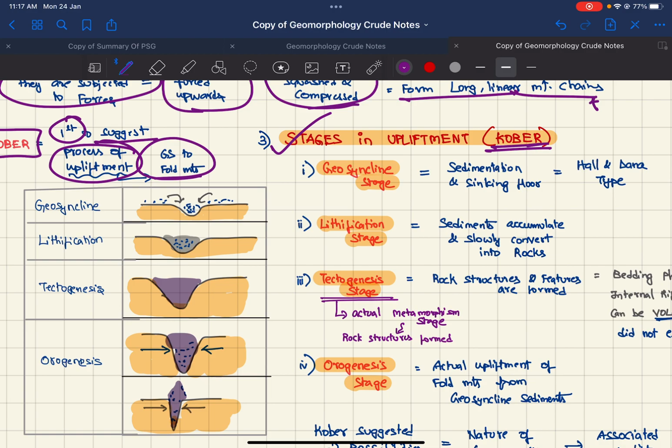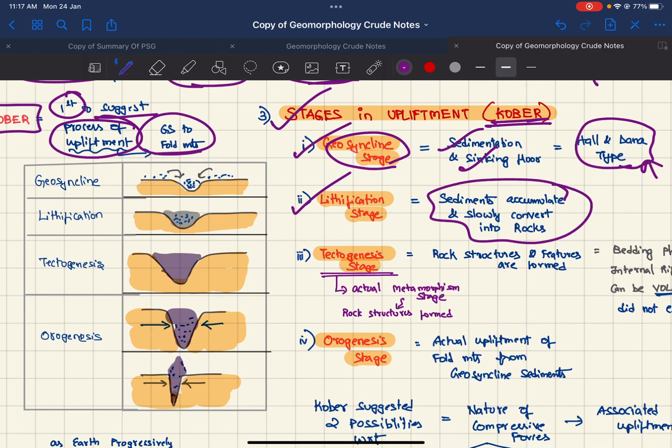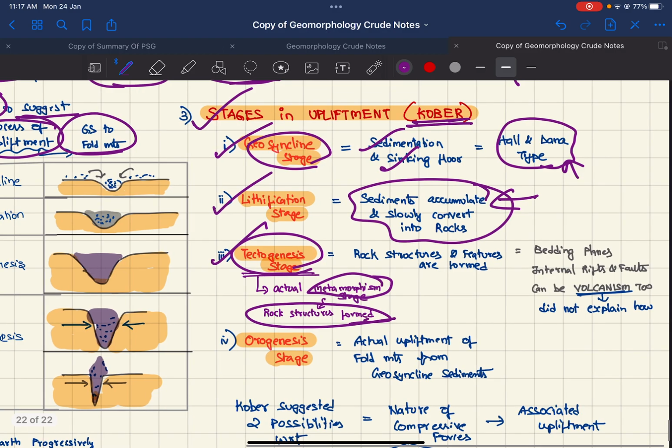The last stage is the death stage. The geosyncline stage is the first stage, which has sedimentation and a sinking floor. This is the Hall and Dana type, who only described what the geosyncline looks like. Next, we have the lithification stage, where sediments accumulate and slowly convert into rocks. We have the tectogenesis stage, where metamorphism happens and the rock structures are actually formed. So the rock features and structures are formed here, for example, bedding planes, internal shifts and faults. There can be volcanism too, but Kober does not explain how.